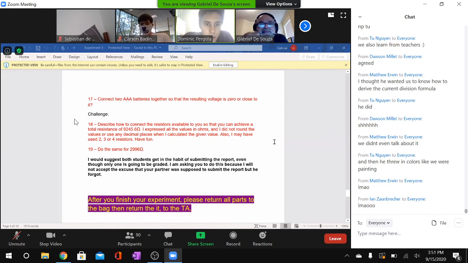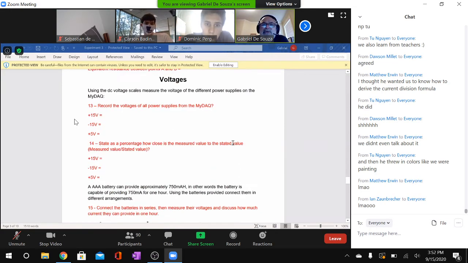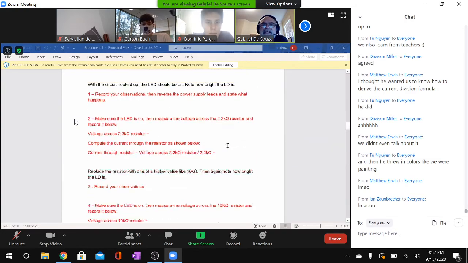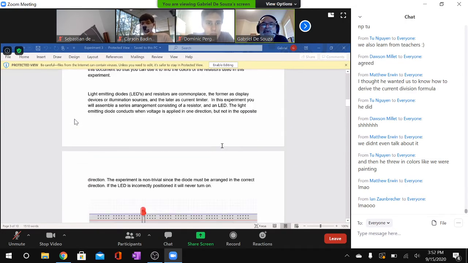I saw that for the experiment they just went over, there was a light bulb. I didn't have a light bulb in my little packet. I was wondering. Don't worry about that. That one was just to give an example of a circuit. I wasn't asking you to do this here.